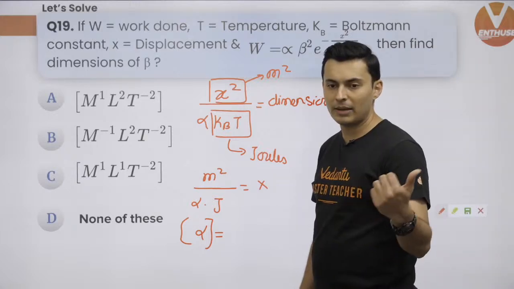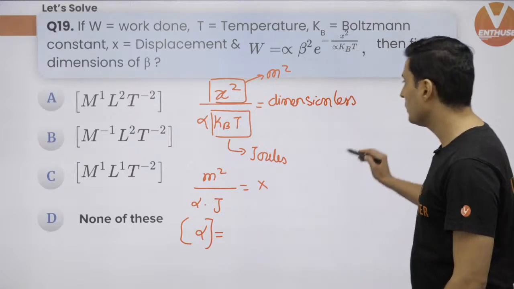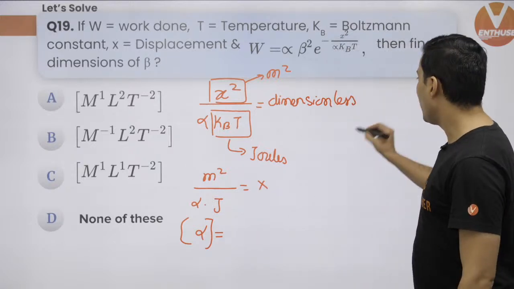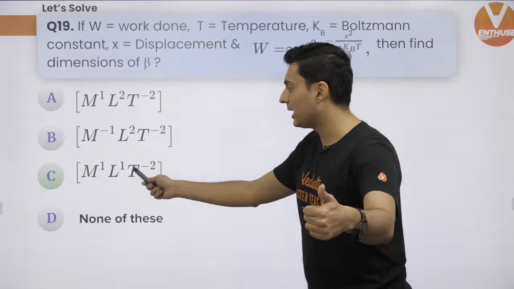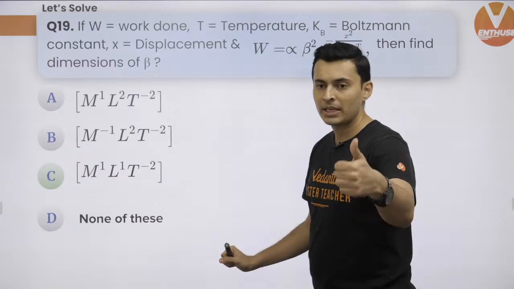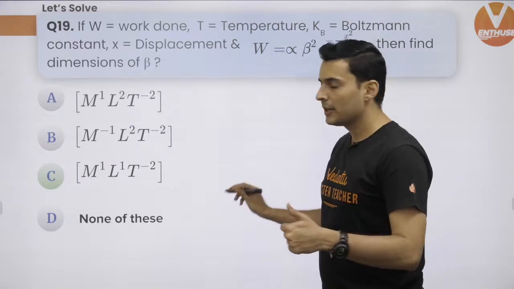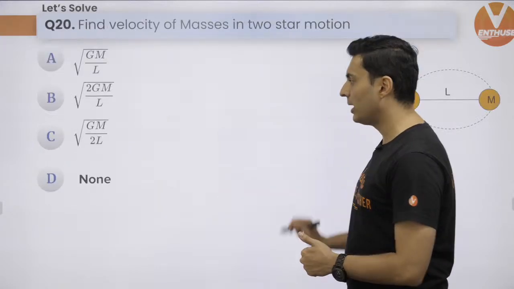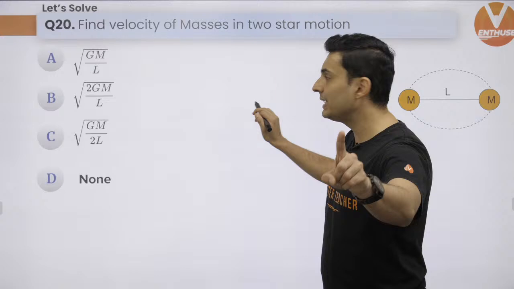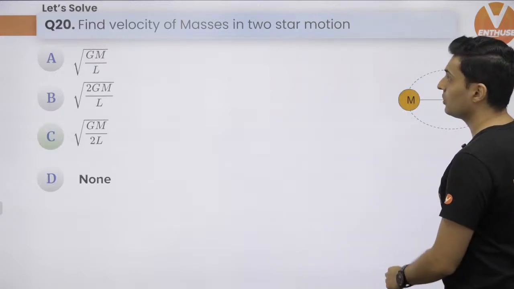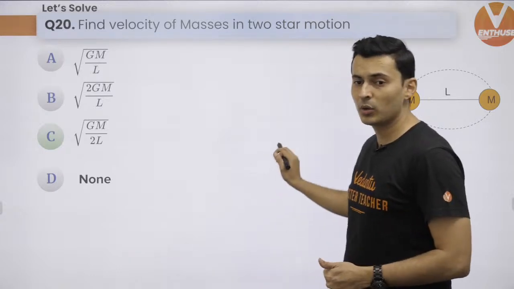So I'm just going to show you the answers of these questions. Guys, find the alpha value, and from alpha value you can find the beta value. The answer for this was M raised to 1, L raised to 1, T raised to -2. I'll show you all the answers because my video is lagging. So question number 20, a double star system: the answer for velocity was root GM by 2L.